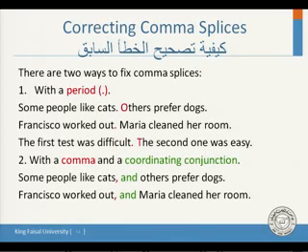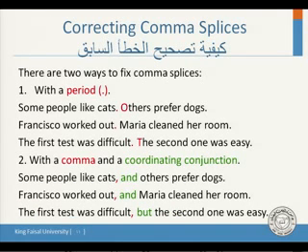Francisco worked out. Maria cleaned her room. Similar ideas. Both of them are working. Francisco worked out, exercised. To work out means to exercise, to do physical exercise. Francisco worked out, and his sister Maria cleaned her room. We have similar ideas also. The first test was difficult, but the second one was easy. Difficult and easy, they are not similar ideas. They are opposite ideas, not similar, opposite ideas. Notice the comma.